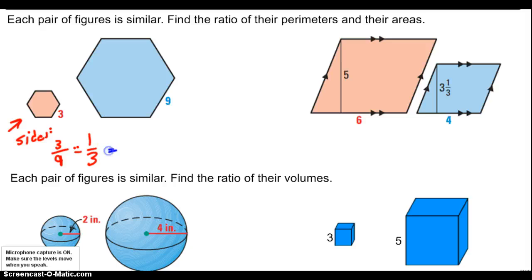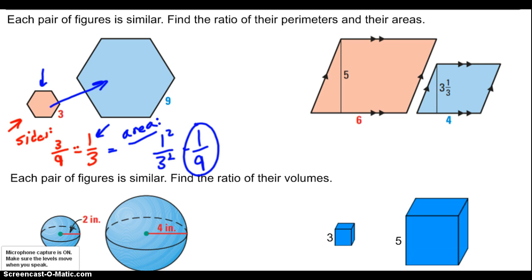But what about their areas? Their areas is not 1 to 3. The area is you take the ratio of the side lengths and square the top and the bottom. So the ratio of the areas is 1 squared over 3 squared, which is 1 over 9. That means that this shape is 9 times the area of this first shape. Right? So the ratio of the areas is 1 to 9, even though the ratio of their side lengths is only 1 to 3.